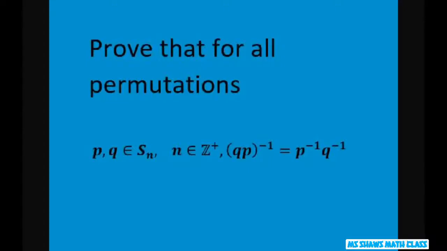Hi everyone, we're going to prove that for all permutations where P and Q belong to the set S_n, and n is a positive integer, the inverse of QP equals P inverse Q inverse. So these are all permutations.